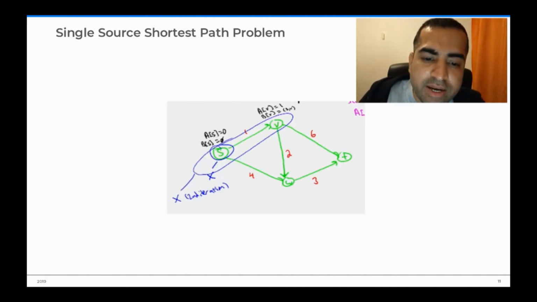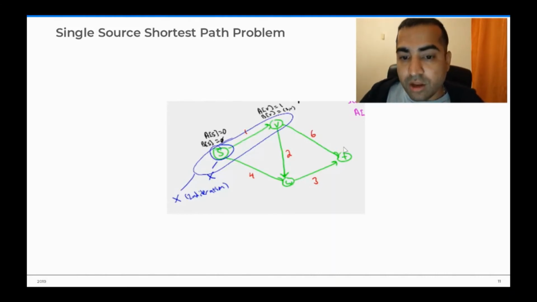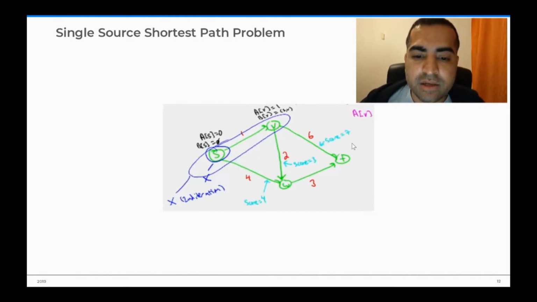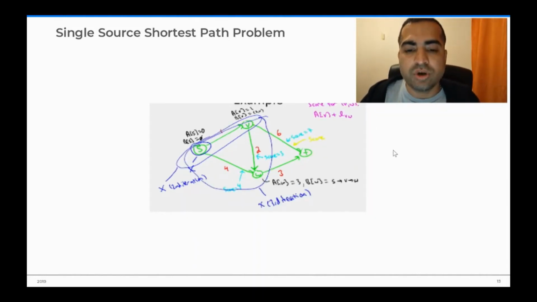or we take S to V to W. That means we add A of V, which is 1, and V to W, which is 2, giving 3, or we take V to T, because this is also a new node we can cover, but the score there will be equal to 7. Again we apply Dijkstra's criterion, and we take the edge with the shortest score. In this case it is 3. So we now have A of W equal to 3, B of W equal to SVW, because that's how we will come to W in the shortest path.